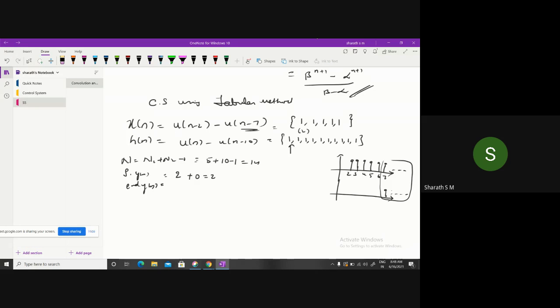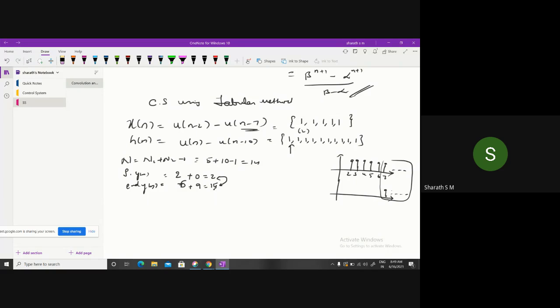The ending point of x of n is 6, and the ending point of h of n is 9. So the ending point is 15. So the final samples, whatever we are getting from x of n and h of n, the equivalent y of n starts from 2 and ends at 15.